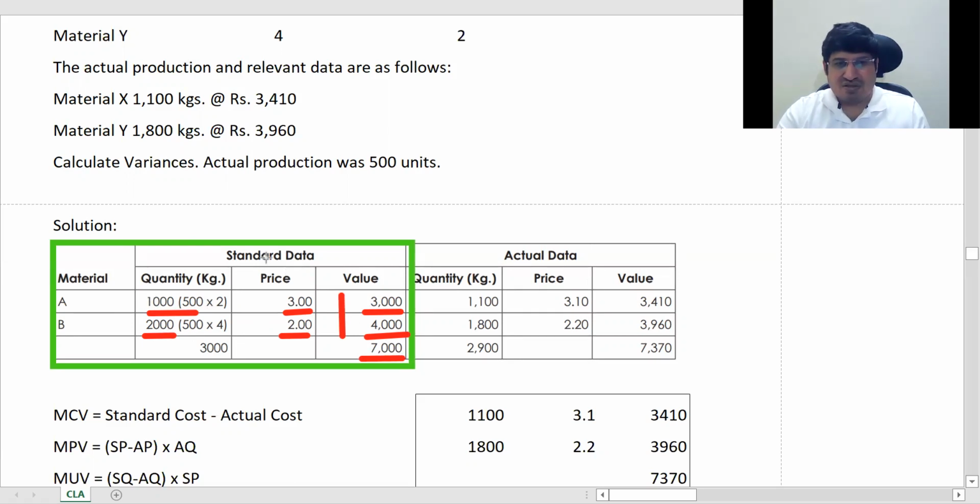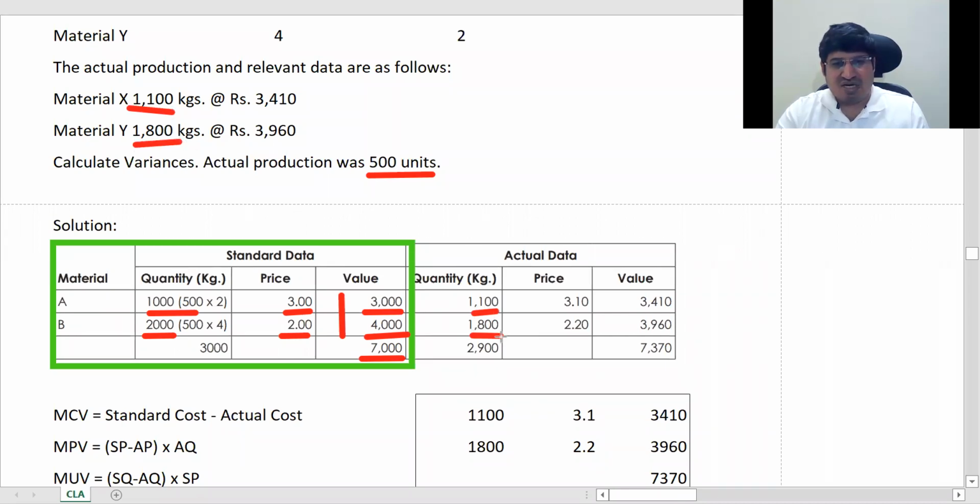Okay, so by using actual data, you have created your standard first. Because your standard was given for 1 unit, so for 500 units we have created the standard now for comparison. Okay, now we'll put the actual data. Actual data is given here already, 1100, 1800.